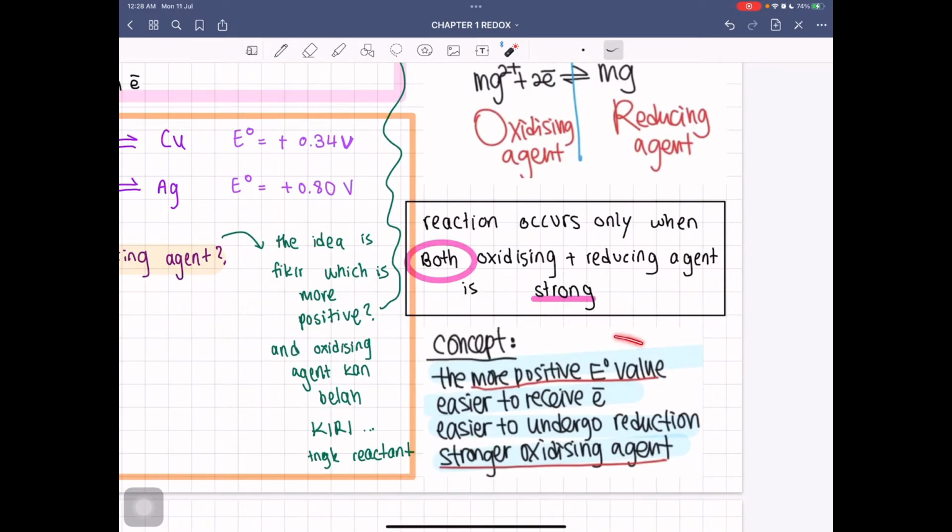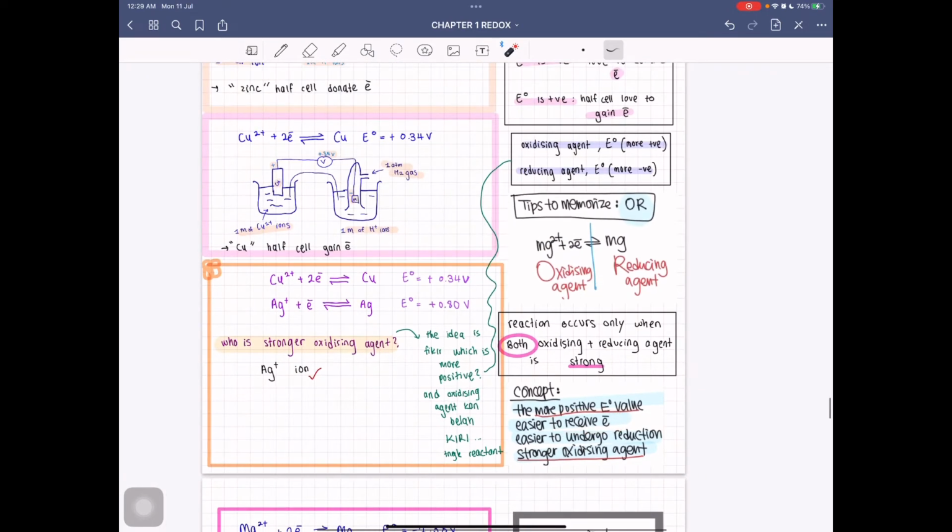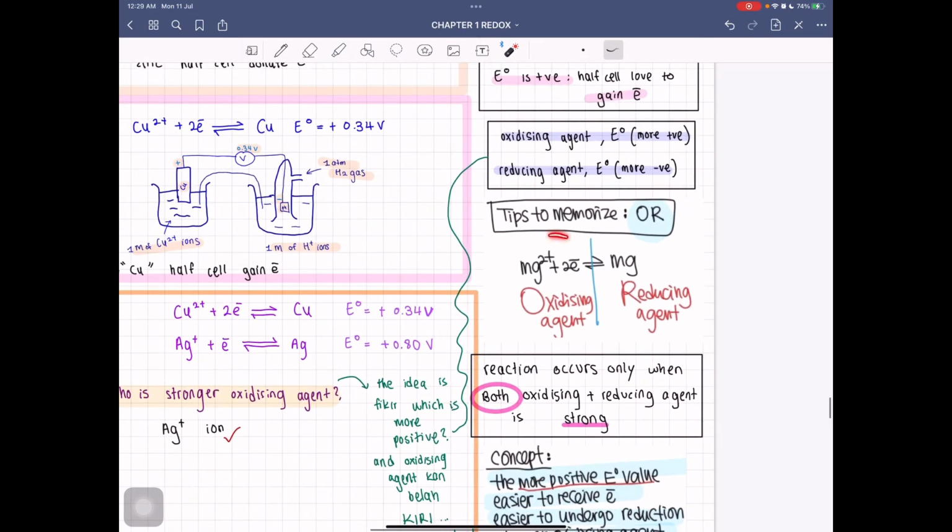Ta-da! So the more positive the value of E0, the easier it is to receive electrons, the easier it is to undergo reduction, so the stronger the oxidizing agent will be. Think of it logically too: when it's more positive, it's easier to attract negative, and negative comes from the electron. But don't think too long, just note that the left side is oxidizing and the right side is reducing. Oxidizing is more positive or less negative, and this one is more negative or less positive.